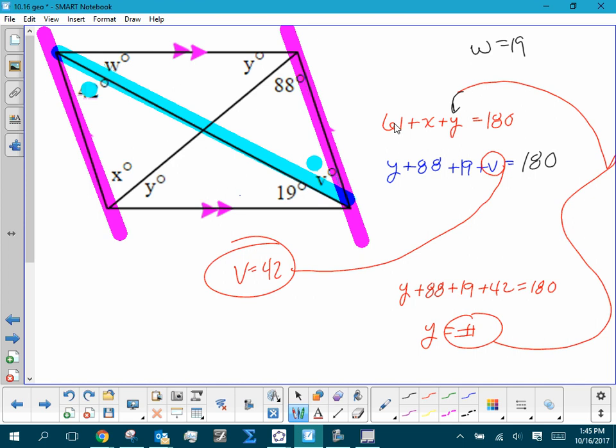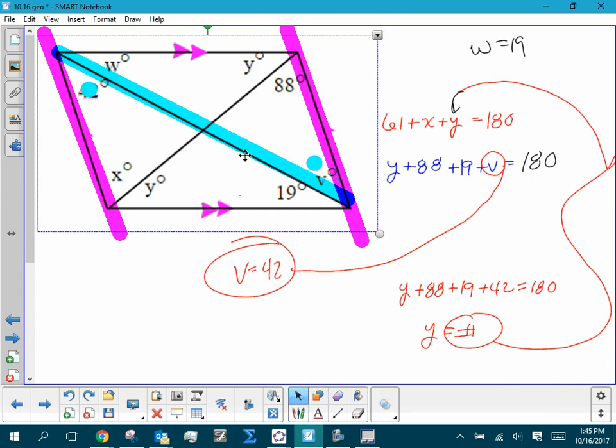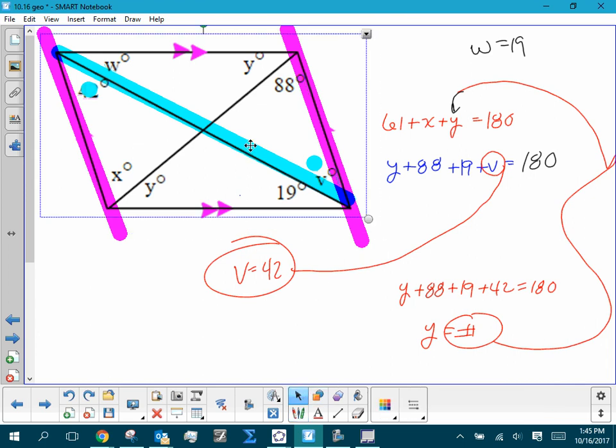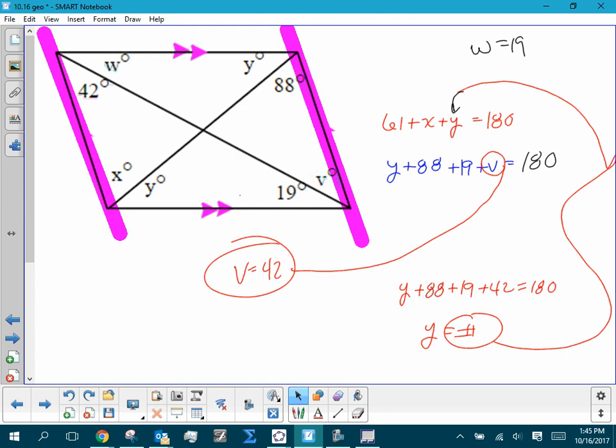Well, we know x already. Oh, we didn't find x yet. It is what, though? 88. It is 88, because looking at that transversal, maybe that might be an easier way than using those equations, but those equations will work. You know that those two are alternate interior angles, and that might get you x a little bit quicker. But using this approach, you should be able to replicate that 88.